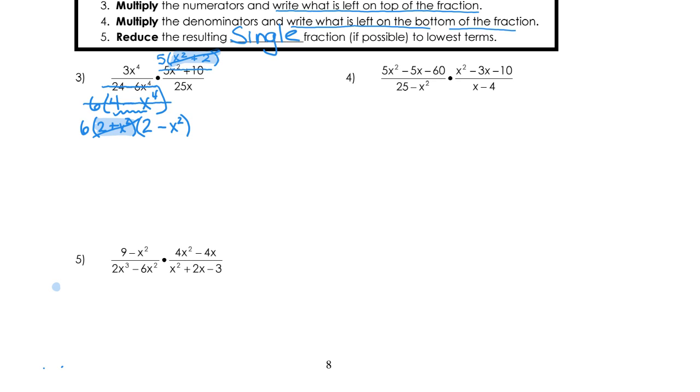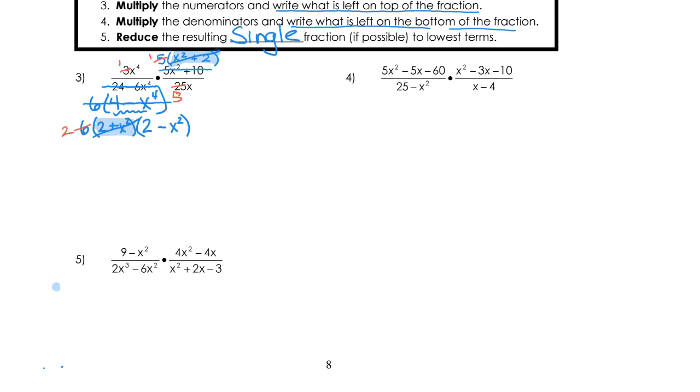I don't see any other of the same factors. So now I'm going to start looking for monomials. The first thing I see is I have a 3 on top and a 6 on the bottom. I know 3 goes into 3 once, and 3 goes into 6 twice. I also see a 5 and a 25, and the 5 goes into 5 once, and the 5 goes into 25 5 times.